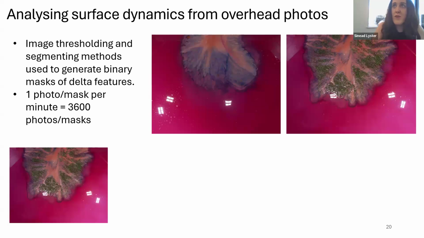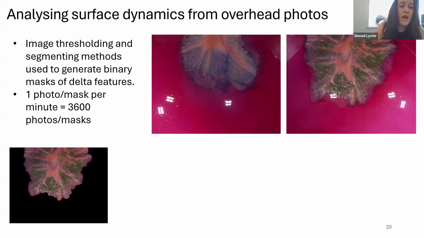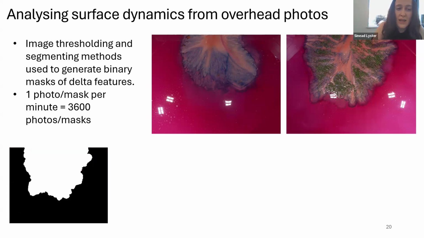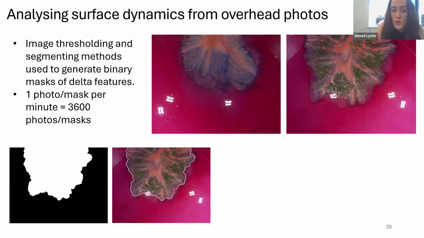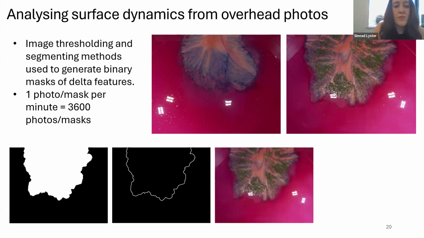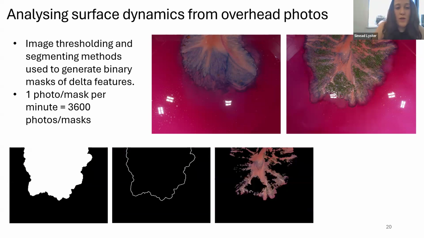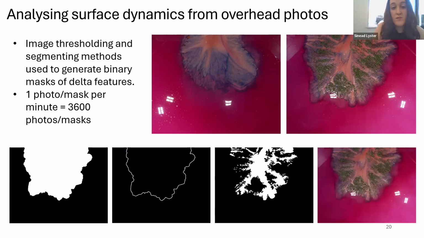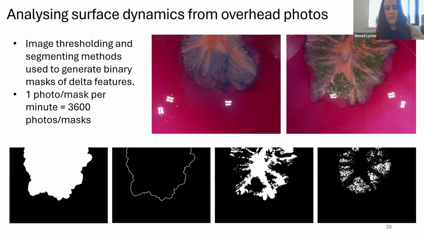Just as an example, we can take these photos and generate masks of the shoreline, separating delta land from sea. We can also extract a shoreline contour, which we might use to analyze shoreline roughness. We can extract channel networks, which we might use to investigate processes of channel mobility. And we might also extract the vegetation and start to think about how vegetation is being turned over during these experiments.